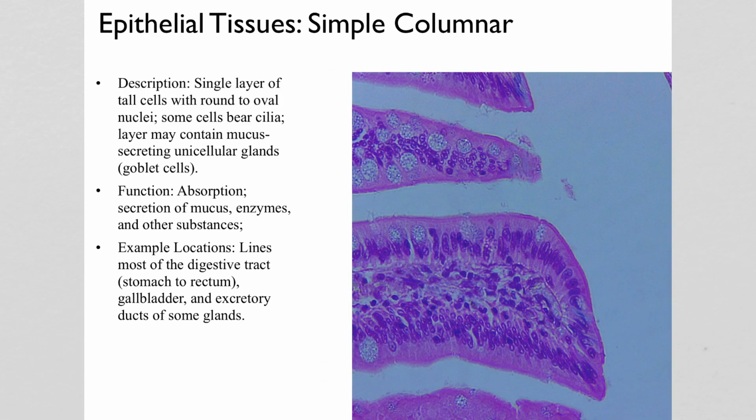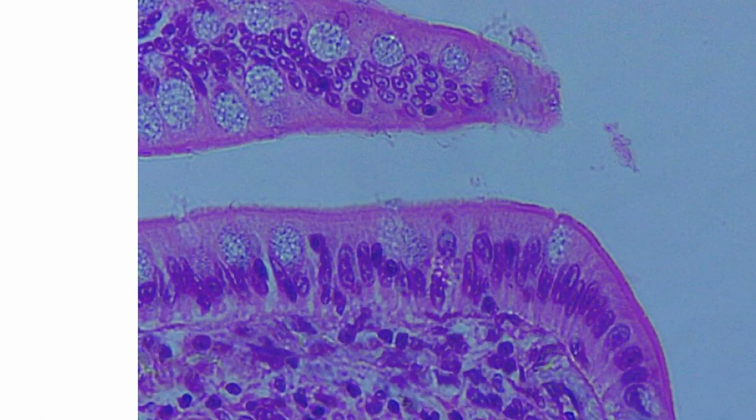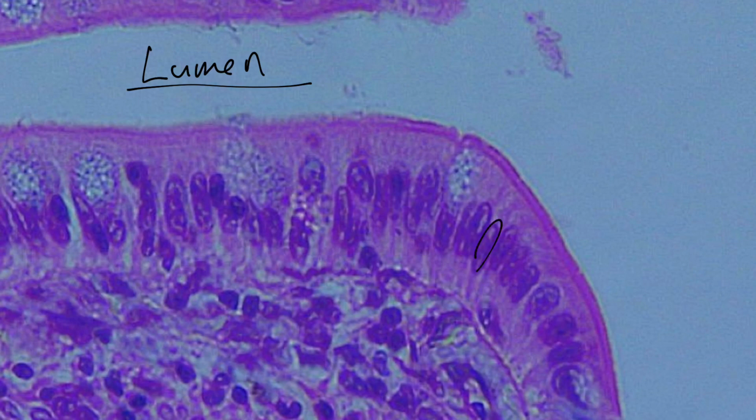Okay. Next one, simple columnar. The example that I'm using for this came from the GI tract. This happens to be a section of small intestine, and this is your open white space. So you know that's going to be your lumen, and it's a little bit difficult to see here, but notice the shape of these long, stretched out, oval-shaped nuclei.